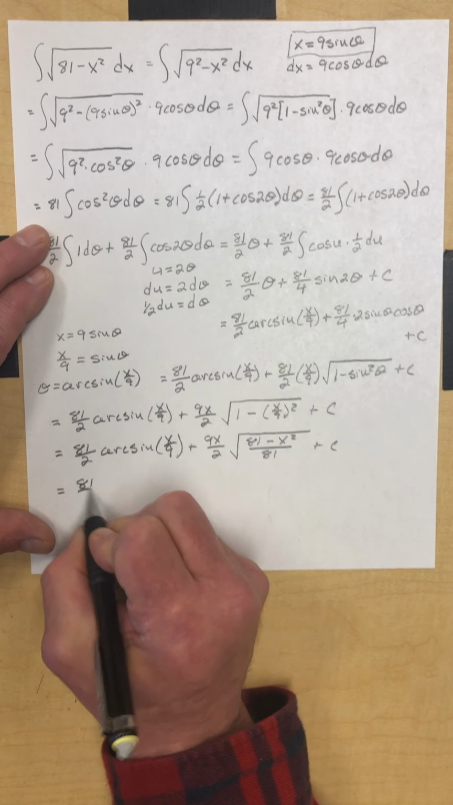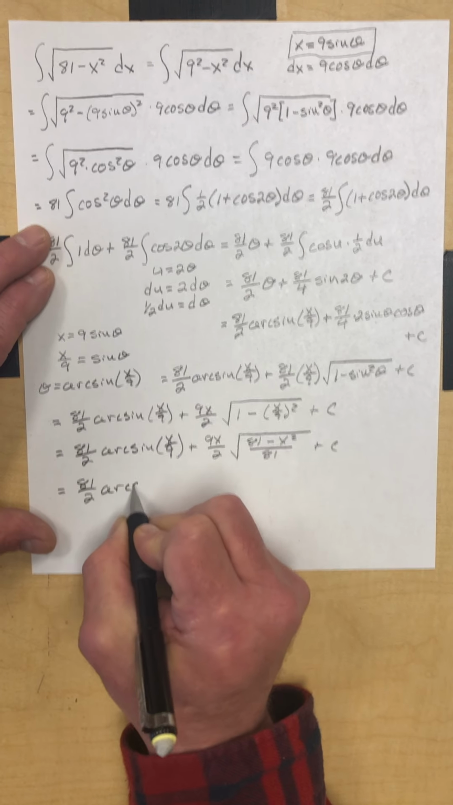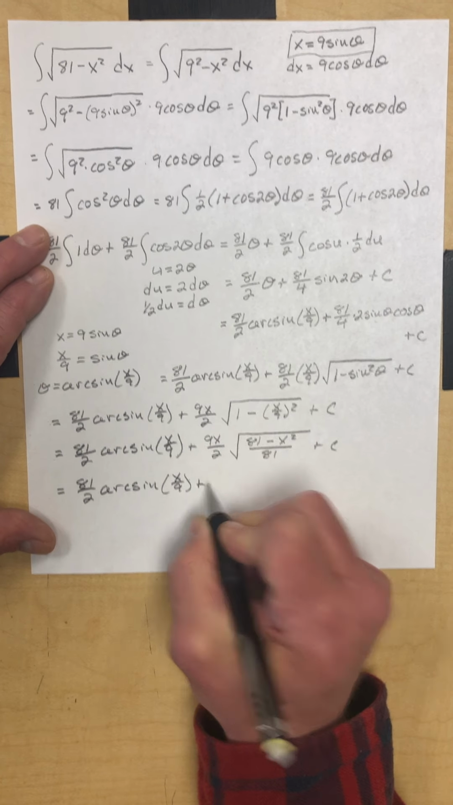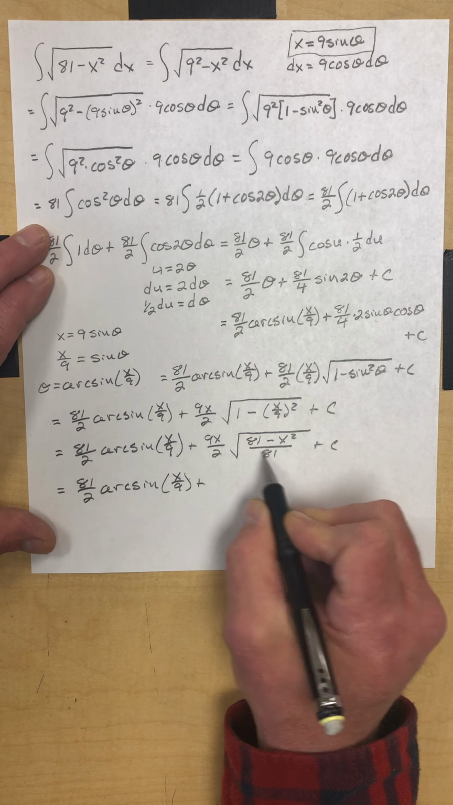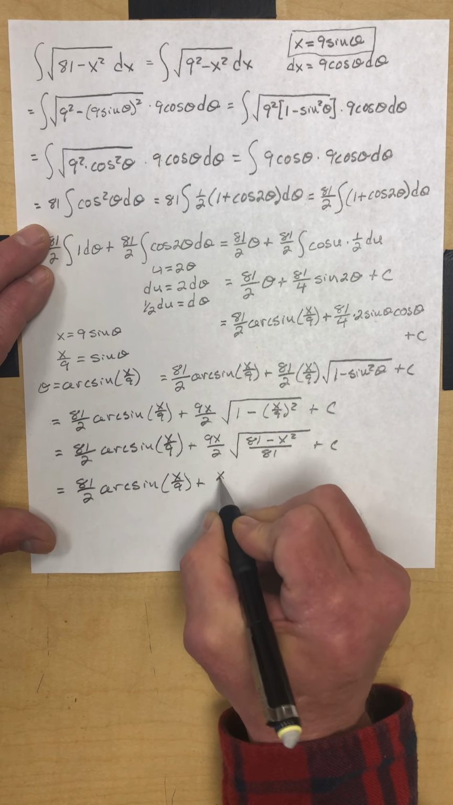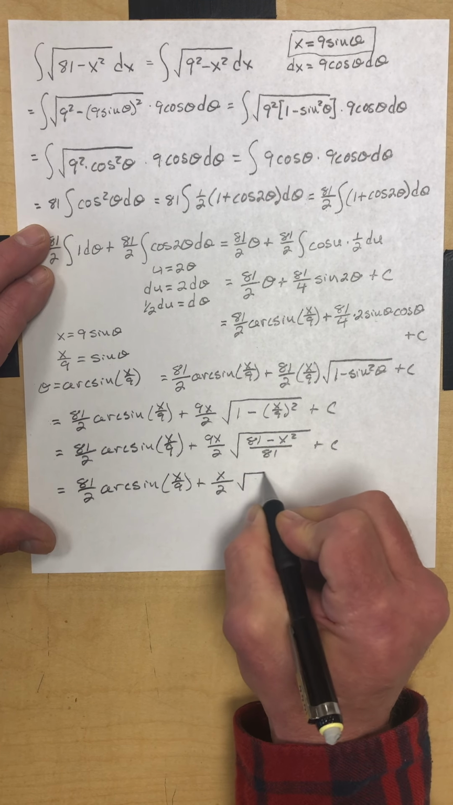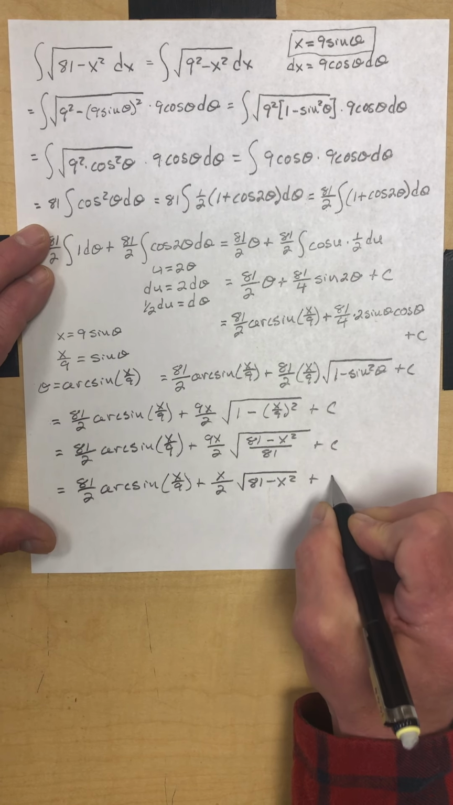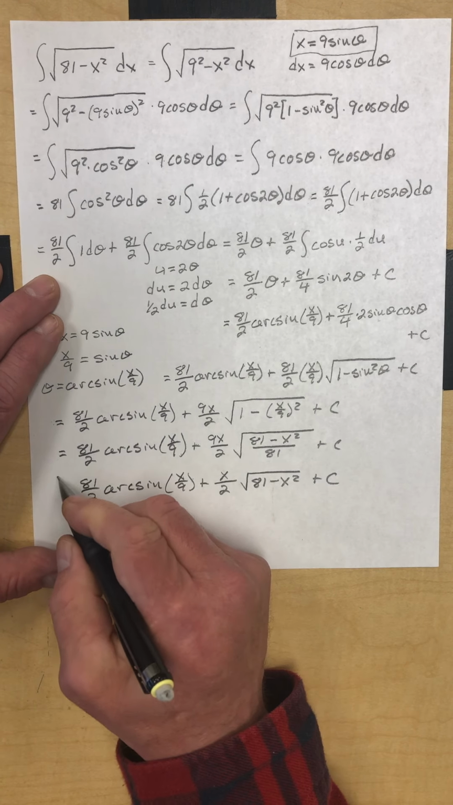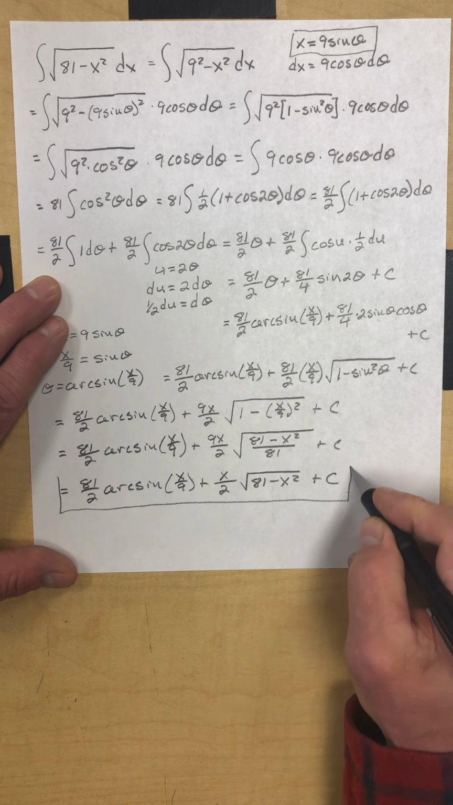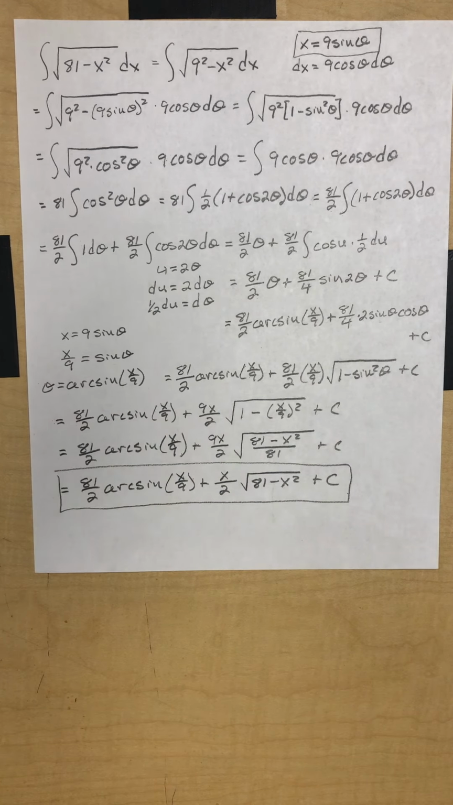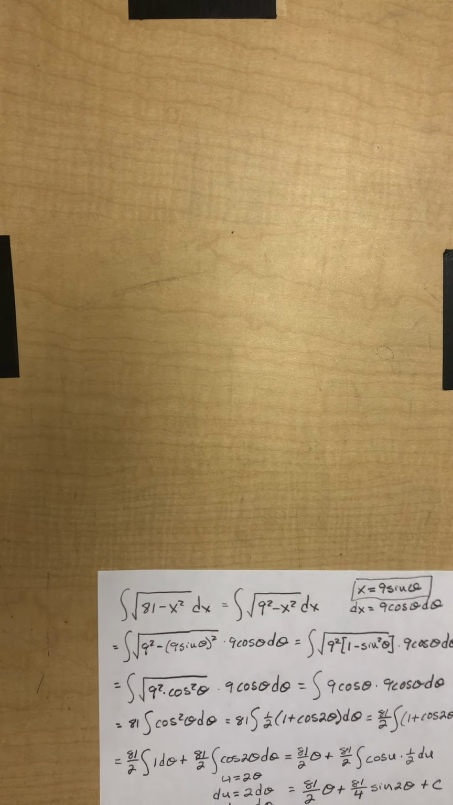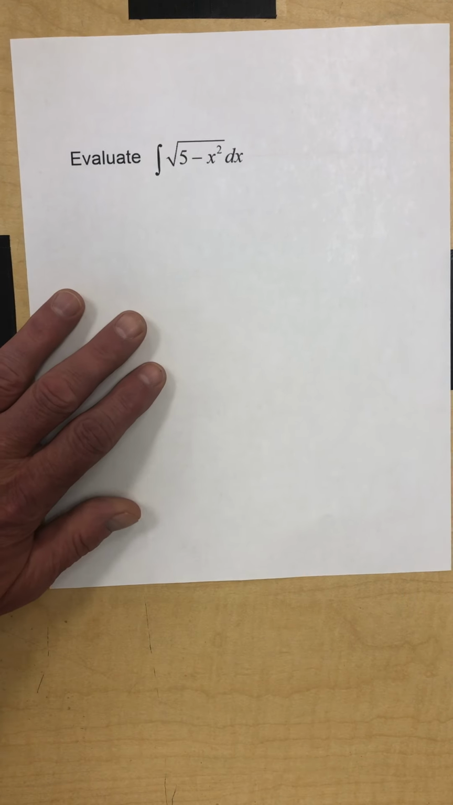So we get 81/2 arc sine of x over 9 plus, remember that square root of 81 is 9, so that cancels here, so I'm left with x over 2 times the square root of 81 minus x squared plus c. And we got our answer. And we're in good shape. Okay. All right, I like that guy. Let's see. Let's try one more of these guys.